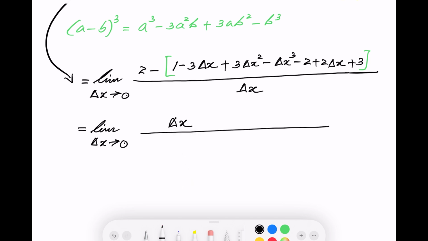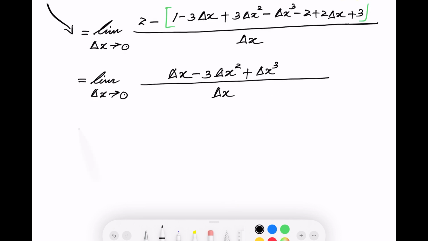And then I have just one second order delta x term right here, positive 3 delta x squared. When I distribute this negative symbol, it becomes minus 3 delta x squared. And in addition to that, I have a third order delta x term as a negative term inside brackets. When I distribute this negative symbol, it becomes a positive delta x cubed term. In the denominator, I have a first order delta x. On the numerator, we can factor out a delta x. So let's go ahead and do that.